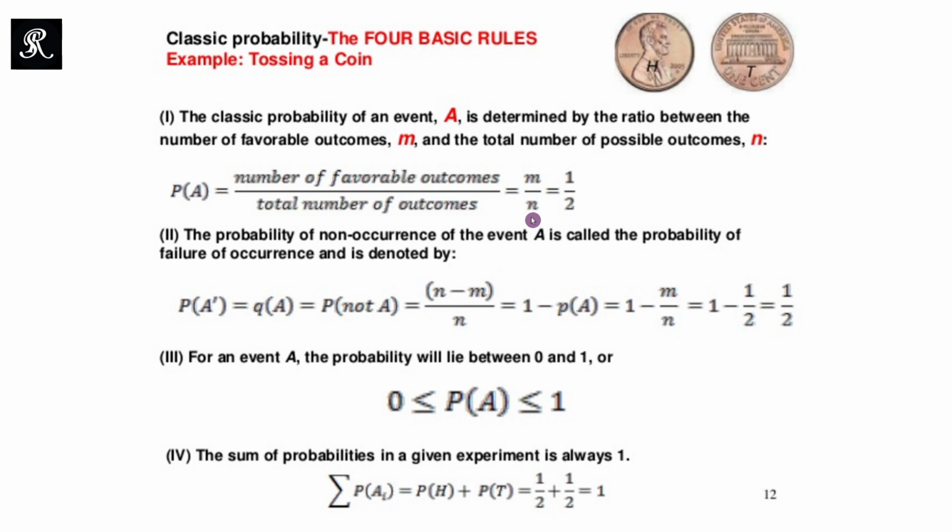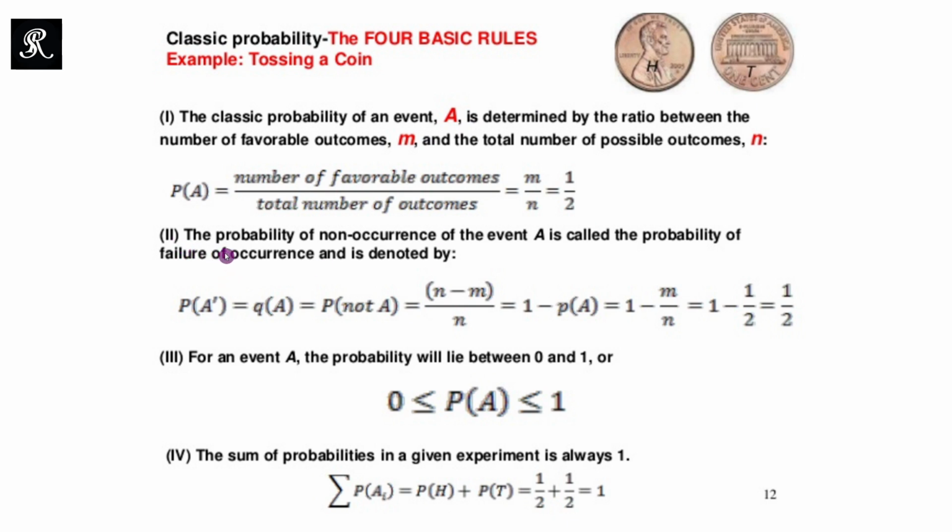And we know that in the experiment of tossing a coin, in total we have 2 outcomes. So if we are considering H as a favorable outcome, that is, if we consider event A as H, the probability of H would be 1 upon 2. Similarly, if we consider A equal to event T, the probability of T would be equal to 1 by 2 as well.